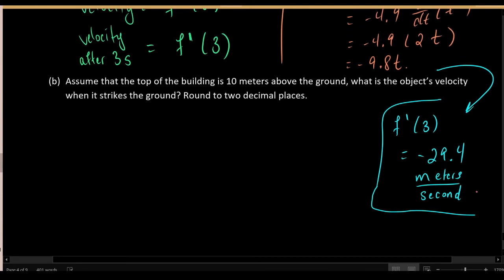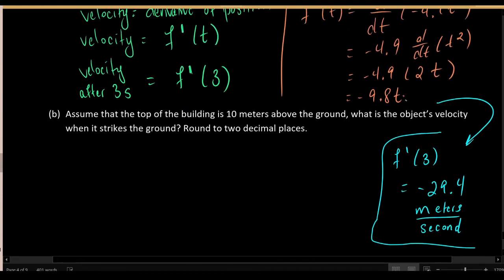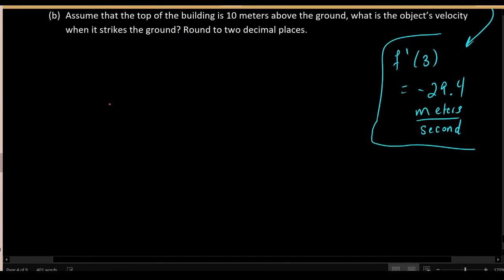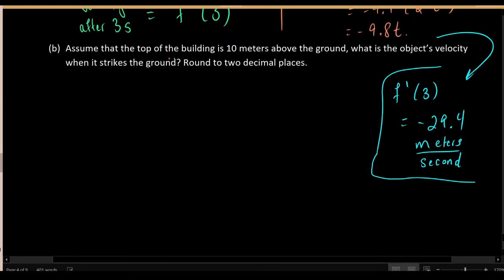So this object is moving downward at a rate of negative 29.4 meters per second. That is what's happening with this object at time t equals 3. Now in part B we have some information about how tall this building is. This building is 10 meters above the ground. So roughly speaking, this building is somewhere between 2 and 3 stories high.